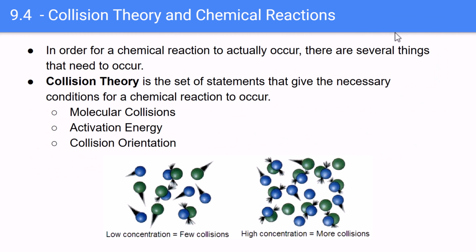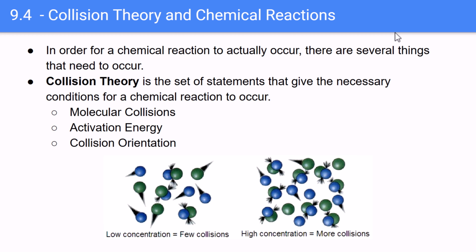So in order for a chemical reaction to actually happen, several things have to occur for a chemical reaction to take place. The big picture idea of this is understanding the concept of collision theory. That is, there's a set of statements that give the necessary conditions in order for a chemical reaction to occur. And the reality is we need three things in order to take place.